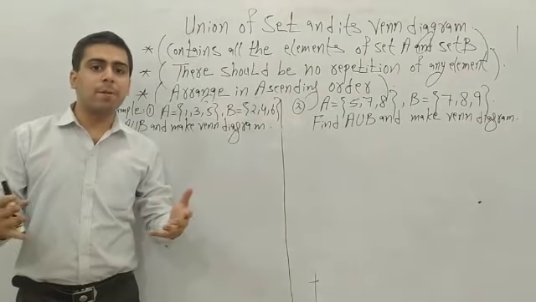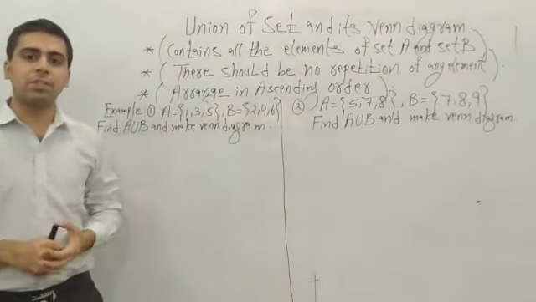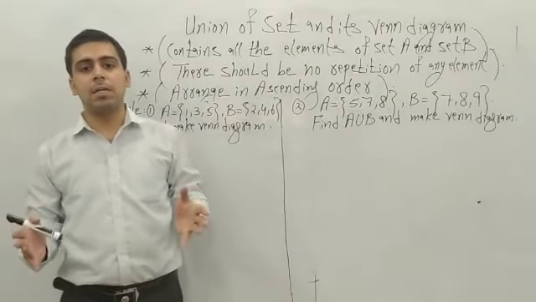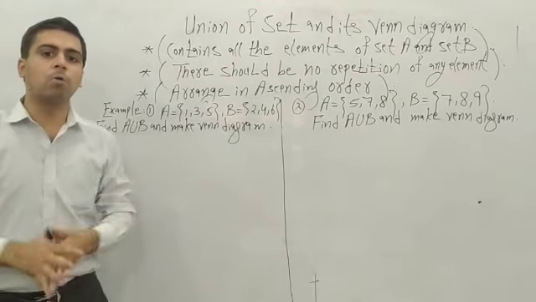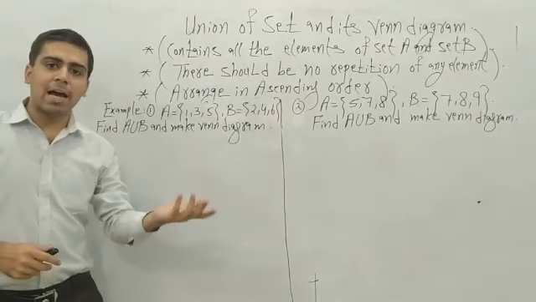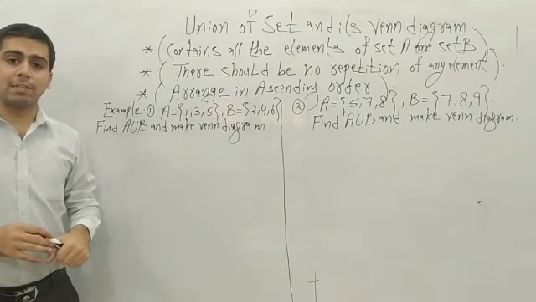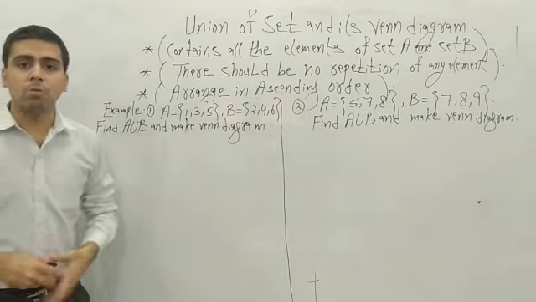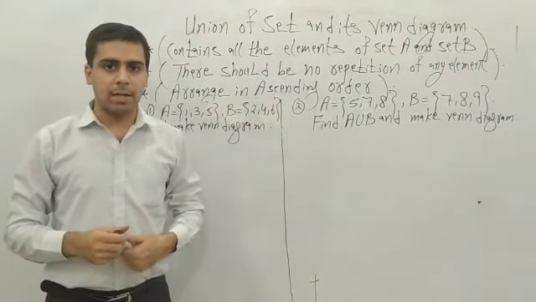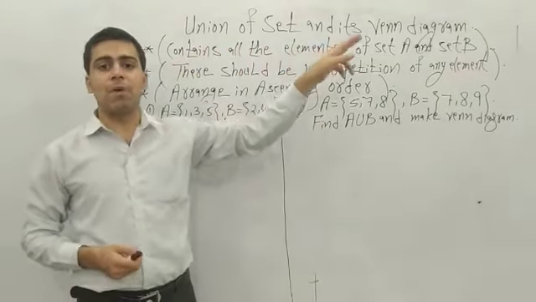Before that, let me remind you what you learned in the last lecture. My students, in the last lecture, we discussed the types of sets. You learned about the null set, singleton set, finite, infinite, overlapping, disjoint, equal, and equivalent set. But today, it is all about the union and intersection of sets. So the first one is the union of a set and its Venn diagram.